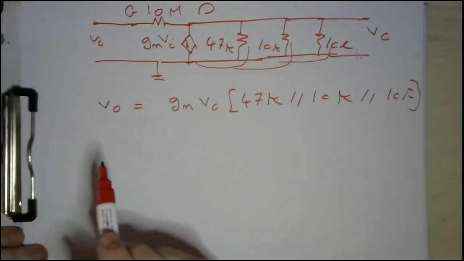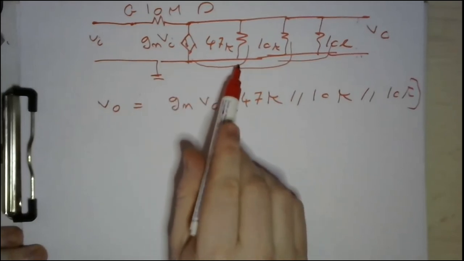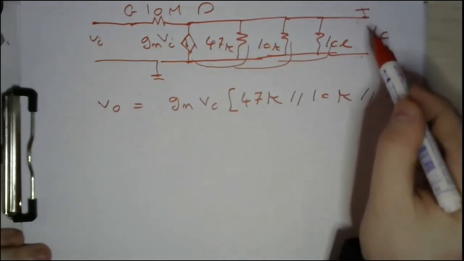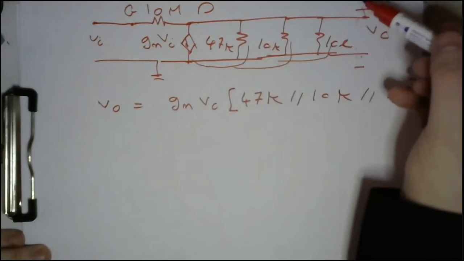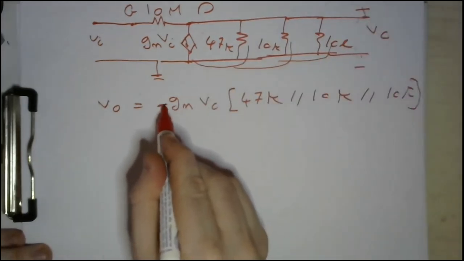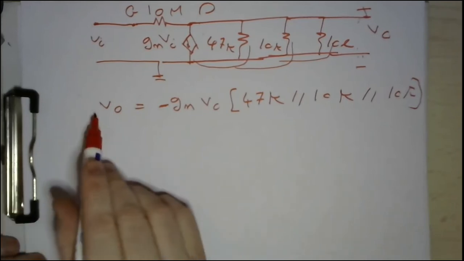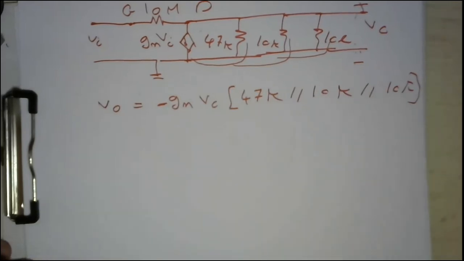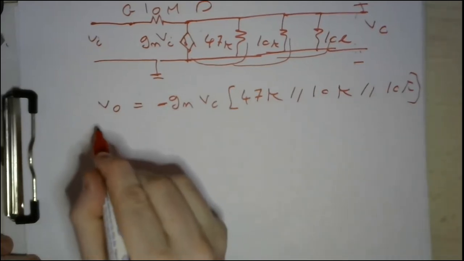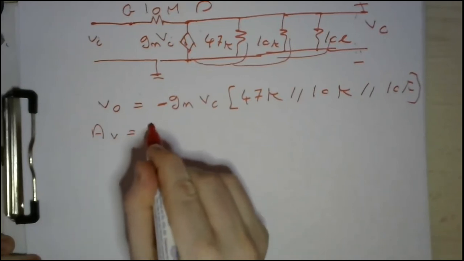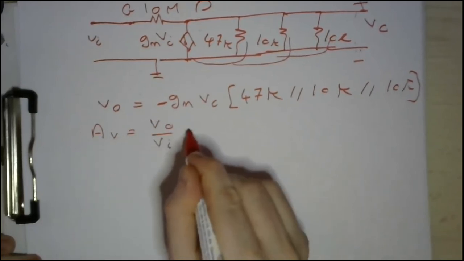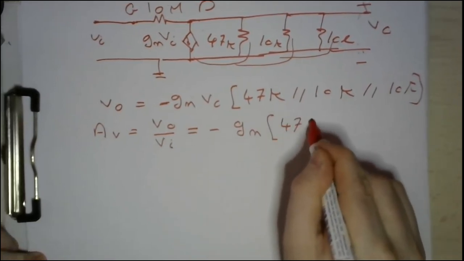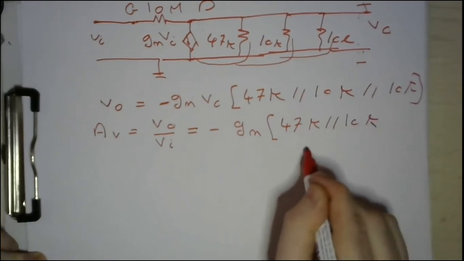But please check the polarity. Here the current is flowing from bottom to top, while the voltage here is positive negative. So the voltage here is negative with respect to this polarity, so we have to add a negative sign. So V output equals minus GM times V input times the parallel equivalent of these 3 resistors. Accordingly, the gain, which is V output over V input, equals minus GM times the parallel equivalent of 47K, 10K, and 10K.